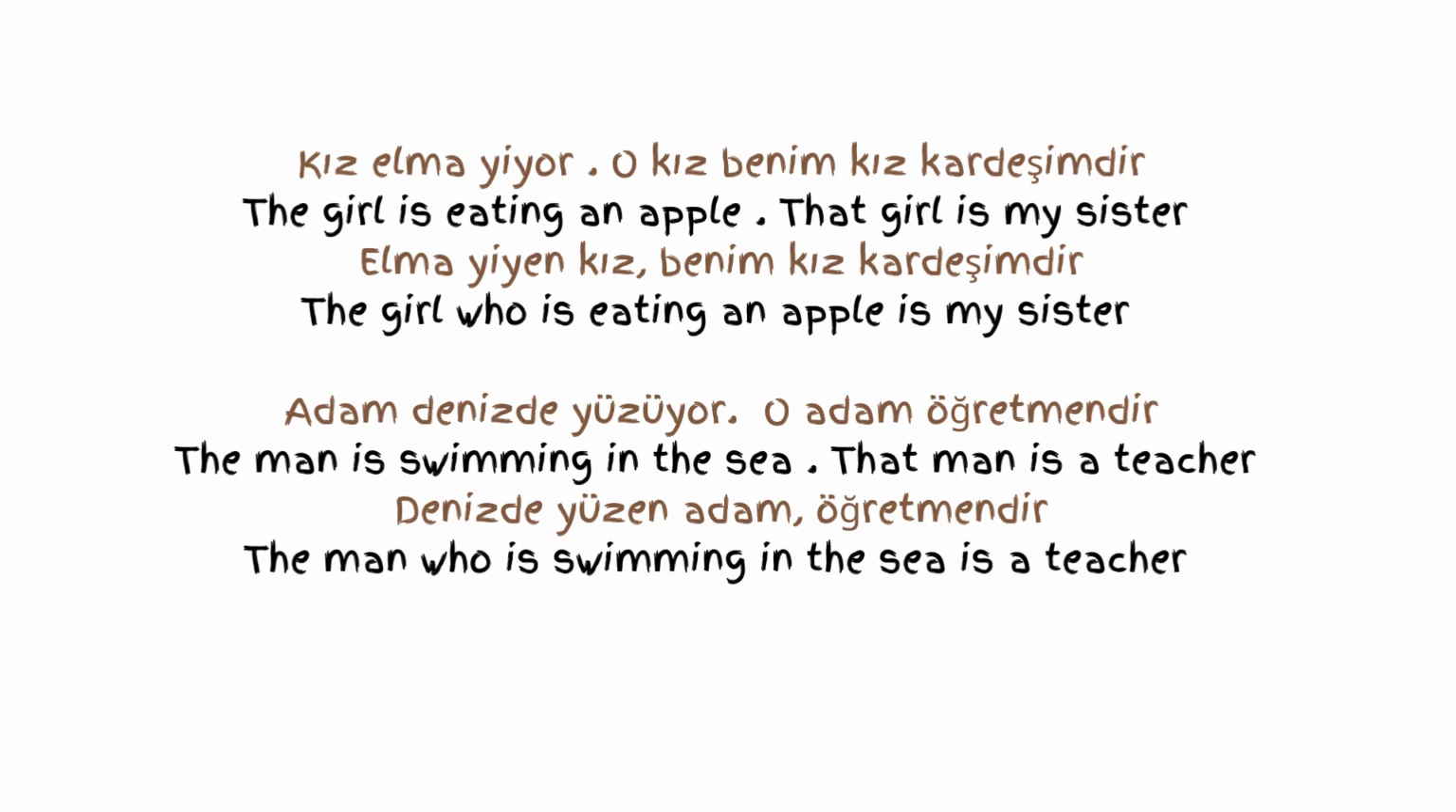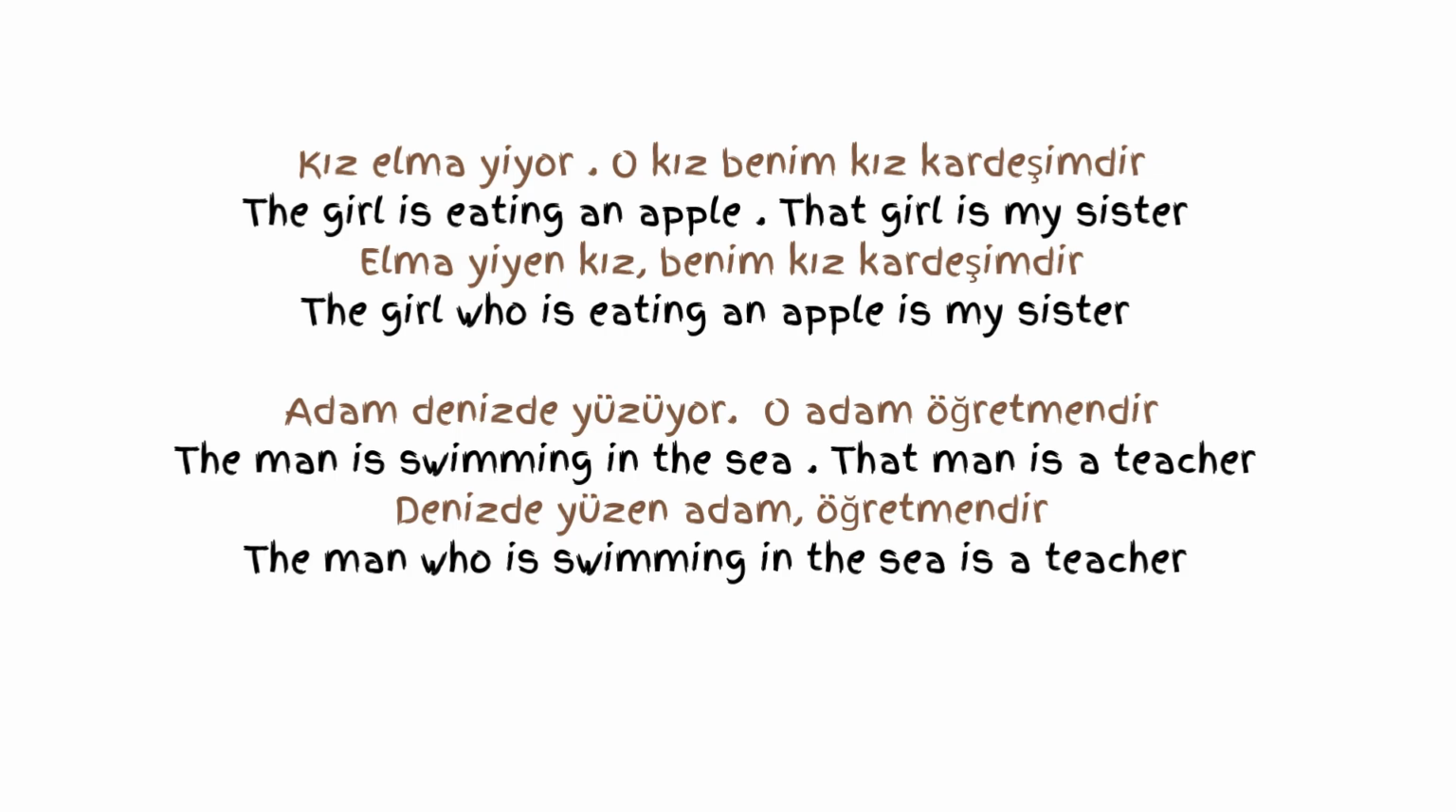So I'm going to combine the two sentences, making it one subject, which is the same subject, but I want to describe the verb that she's doing, the action that the subject is doing, like this. I want to say, the girl who is eating an apple is my sister. I'm describing the same subject, but the verb that she's doing. Elma yiyen kız benim kız kardeşimdir.